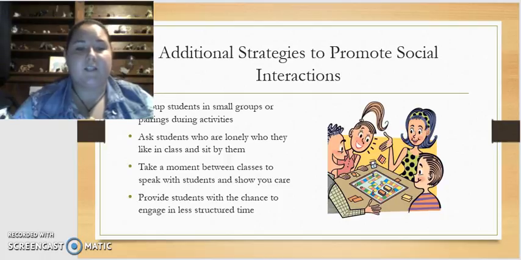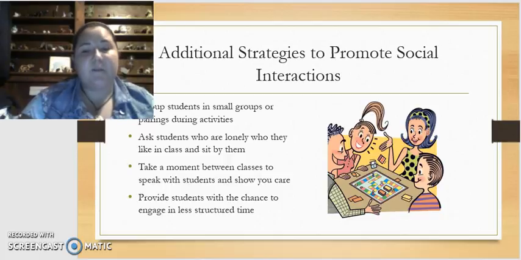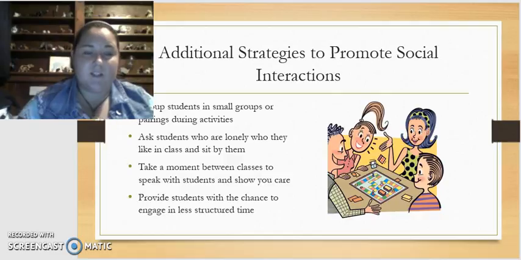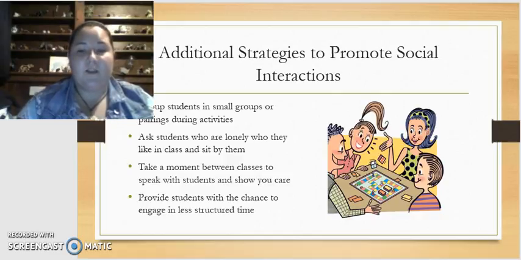Provide students with the chance to engage in less structured time. So let them play a game, encourage them to play with each other outside, have a few fun times during the day where they get to just talk or play a game together.